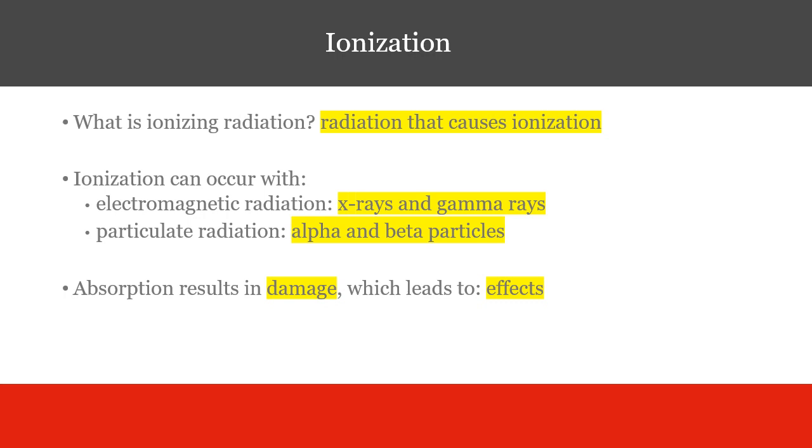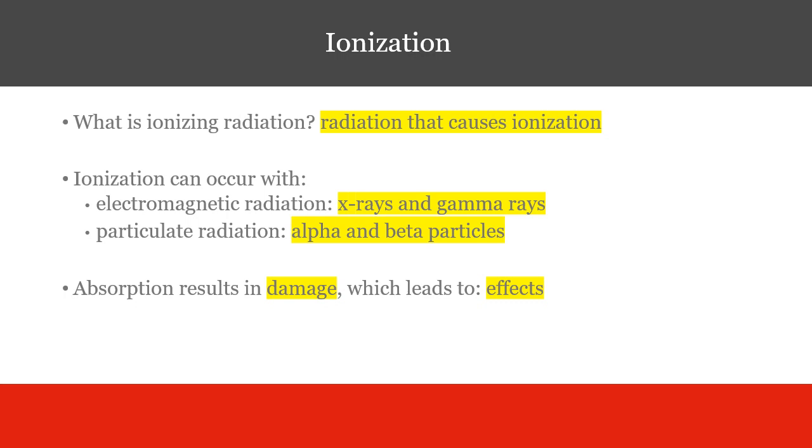When we consider that ionization is going to result in damage, which leads to effects in the body, we're looking at ionization that can occur with two types of radiation. Electromagnetic radiations are those that are waves, not particles, and they have energy, no matter. They travel at the speed of light, and they have electric and magnetic properties. Two of those that we use in the imaging sciences are X-rays and gamma rays that cause ionization. There are 7 types of electromagnetic radiations, but 2 of them are used in the imaging sciences.